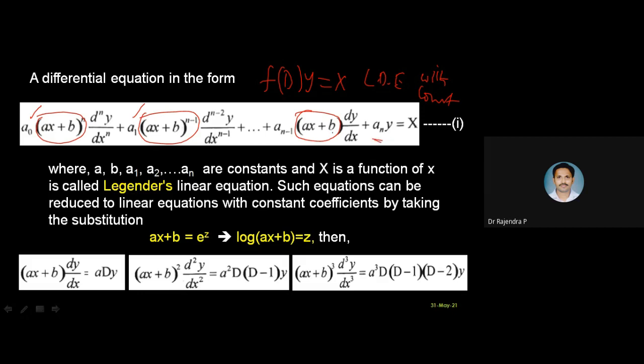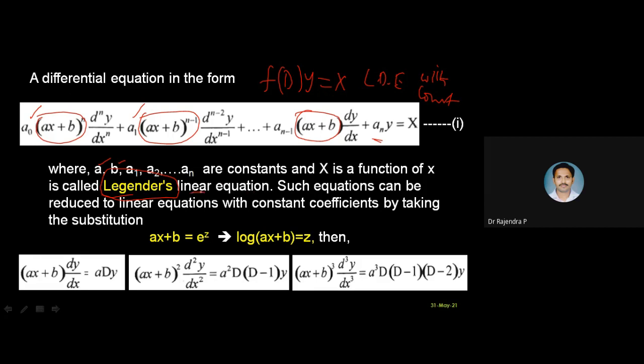Now, along with constants, if you get some variable function of the form ax plus b, a linear form, here x is the variable, and a and b are constants. These are coefficients, but x is your variable. So when you have this type of standard form, with ax plus b as the variable coefficient in your differential equation, this standard form is called Legendre's differential equation.